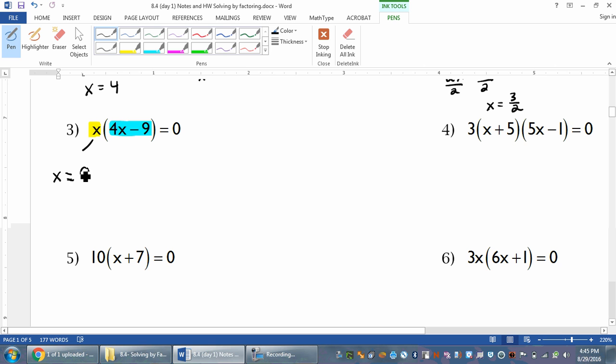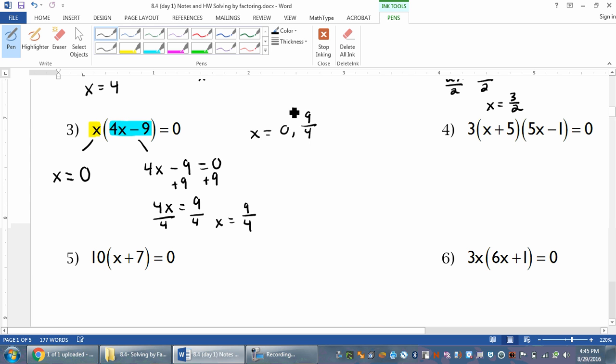This one's actually really easy because you don't have to solve. On the other factor, I either have 4x minus 9 equal to 0. Now this equation we actually solve. So you have 4x equal to 9. Divide both sides by 4. x is going to equal 9 over 4. Our two solutions are 0, 9 over 4.